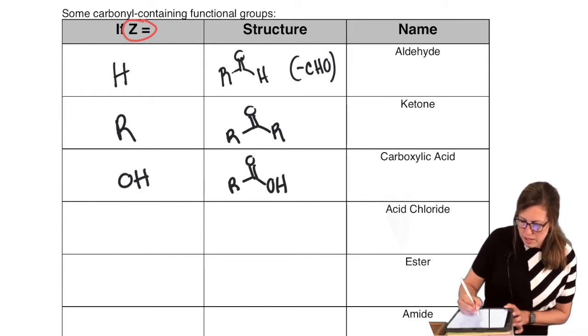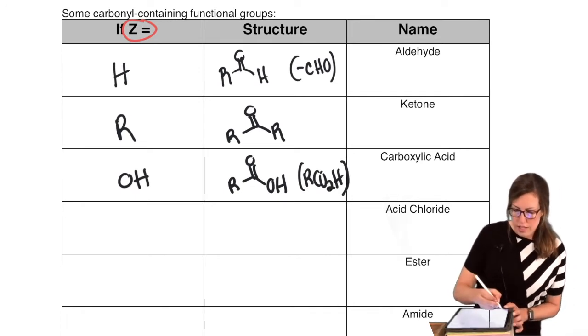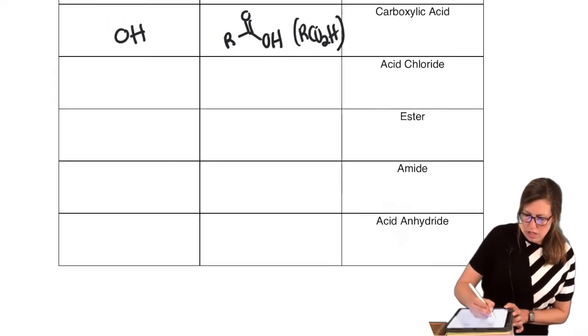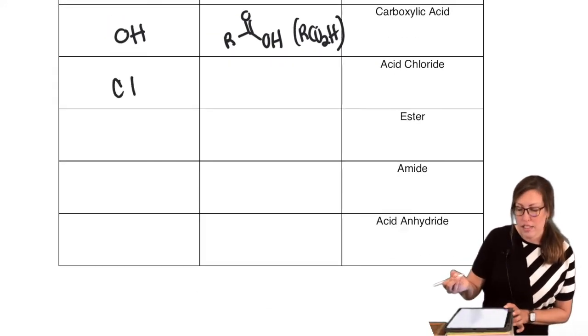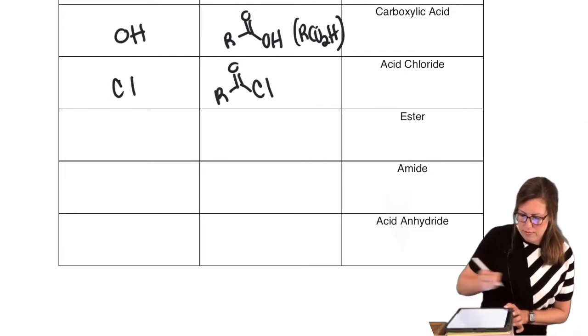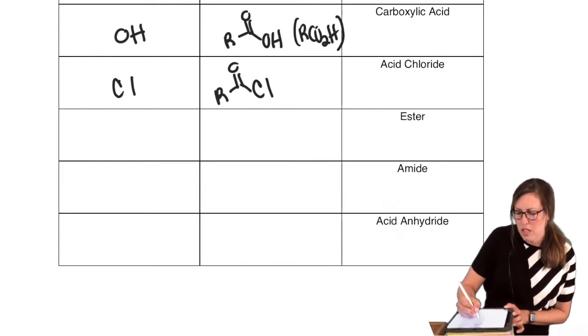And sometimes that's abbreviated RCO2H. And so this carboxylic acid could also be derived from the acid chloride, hence the name acid chloride. You don't often abbreviate that one as much, just because it's a little less common, but RCOCl would be a way to do that.